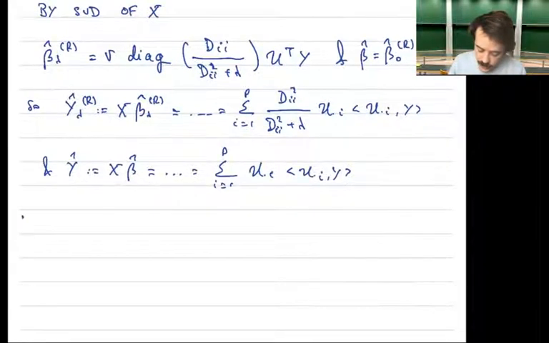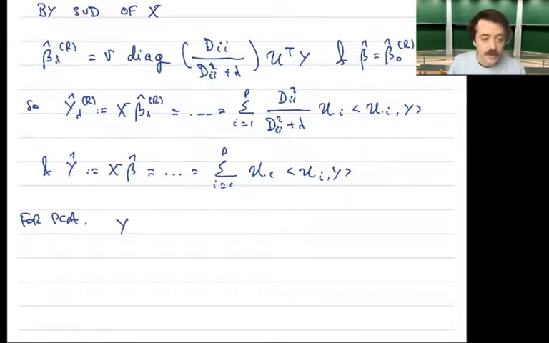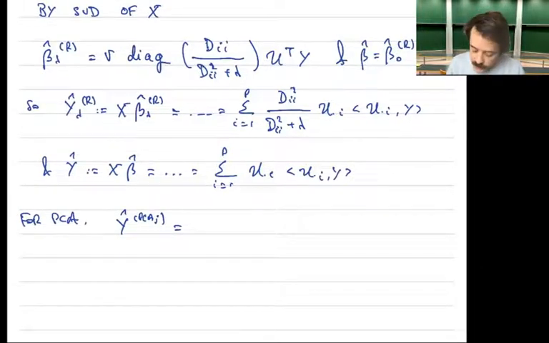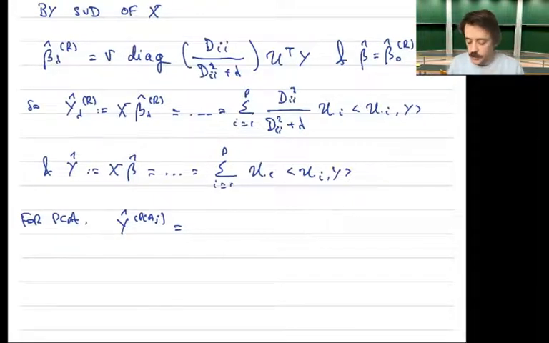Then for PCA, we're going to have this guy to be, essentially here, rather than defining it through the parameter, the prediction is defined first. But let me comment on the previous expressions first.